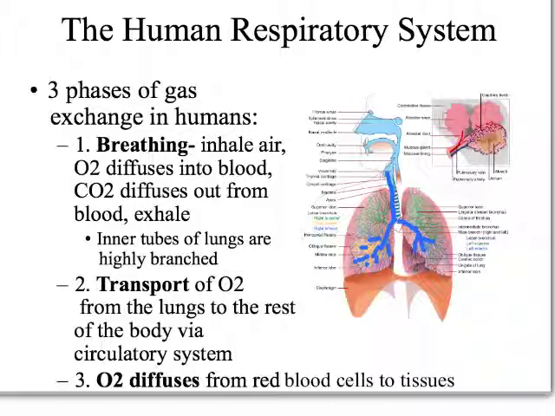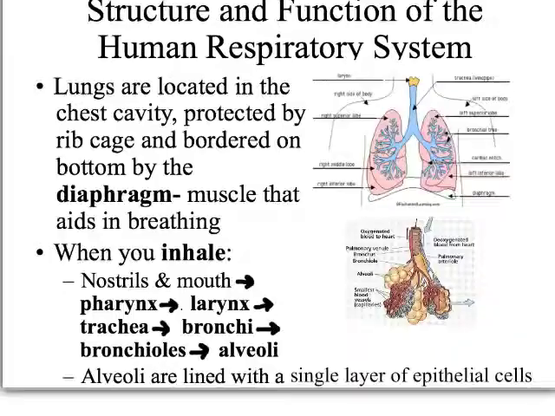So after we breathe, and the oxygen is now in the blood that is in the lungs, we have to transport that oxygen to the rest of the body, and that's what the circulatory system is for. So remember, in the circulatory system, blood goes from the lungs back into the heart, on the left side of the heart, to the atrium and the left ventricle, and then it's pumped to the rest of the body. Now when it gets to the capillary beds, that oxygen is going to diffuse from the red blood cells into the tissues, and we had talked about that within the circulatory system notes.